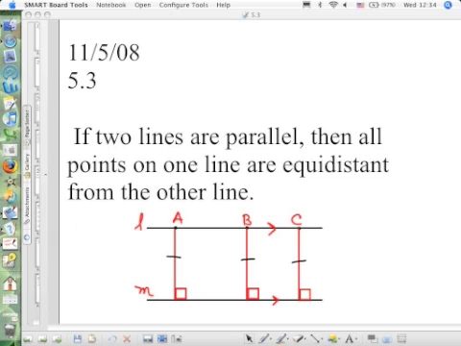Today is the 5th of November. We're doing section 5.3, talking about properties of parallel lines, or more theorems that deal with parallel lines.